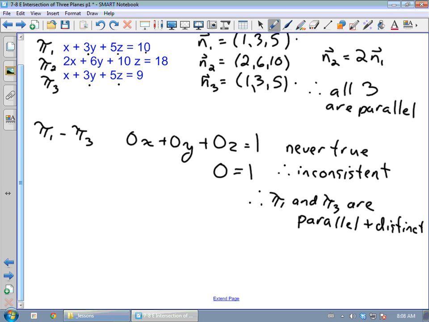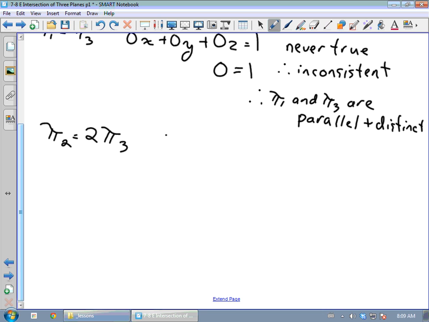Well, we want to check to see if these planes are scalar multiples of each other. So the two we want to look at here are plane 2 and plane 3. Because if we take the equation for plane 3 and multiply it by 2, we get the equation for plane 2. 2 times 1 gives us 2, 2 times 3 gives us 6, 2 times 5 gives us 10, 2 times 9 gives us 18. So these two planes are scalar multiples, therefore they are coincident.